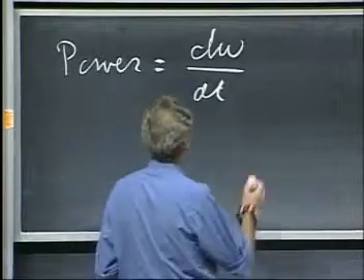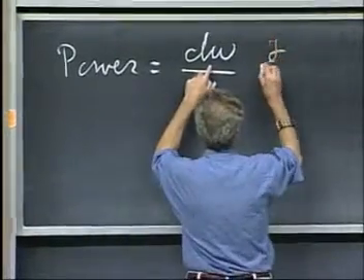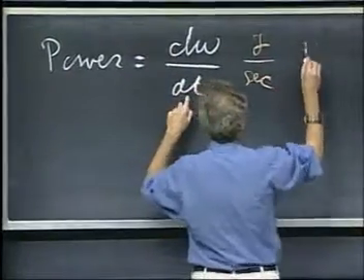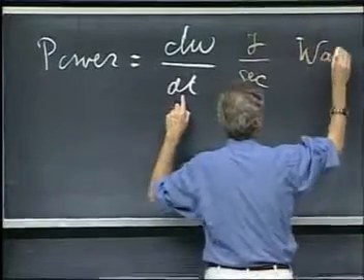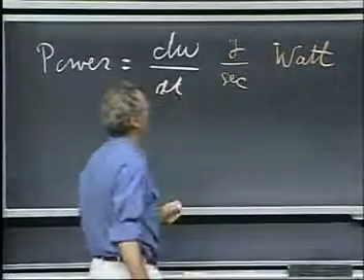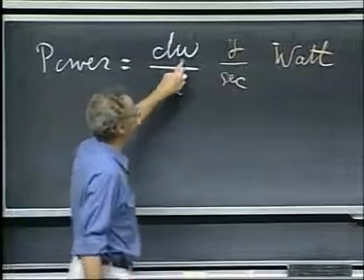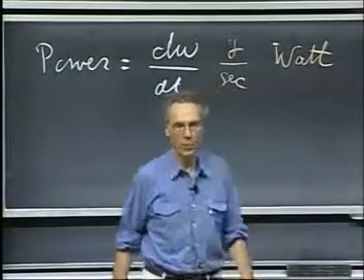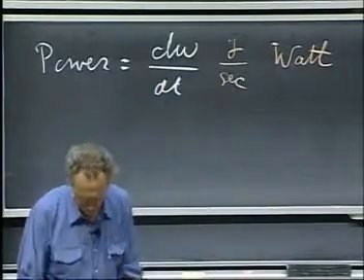The units of power are the units of work, which is joules per second, for which we often write W, which is named after the physicist Watt. Don't confuse this W for work with the W for watt, which is 1 joule per second.